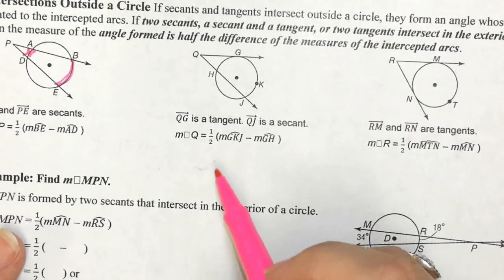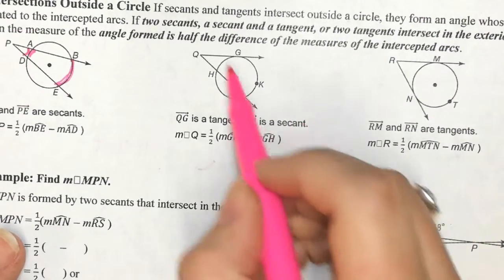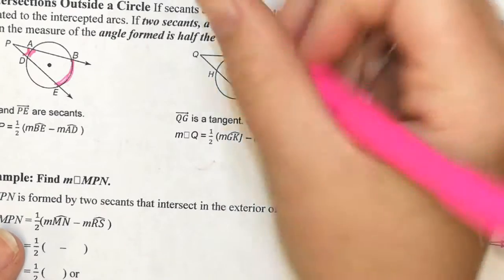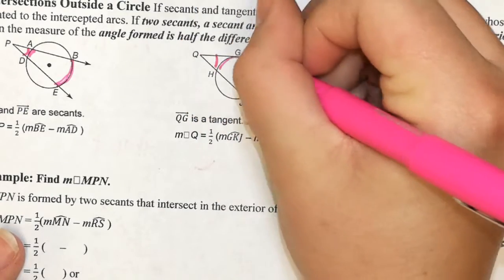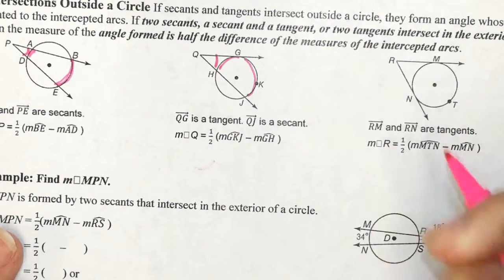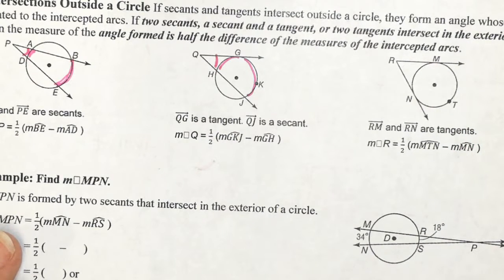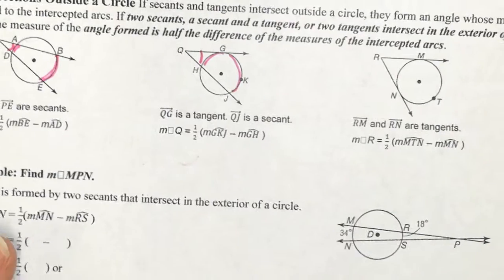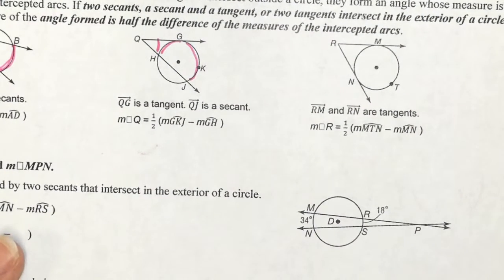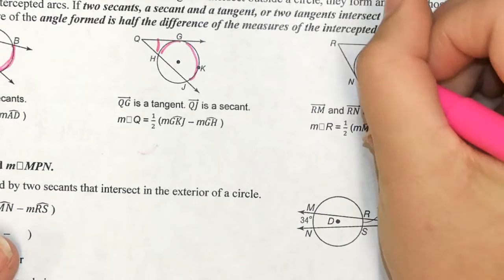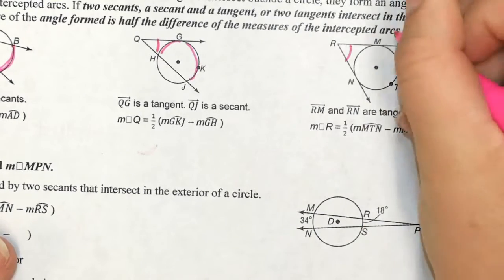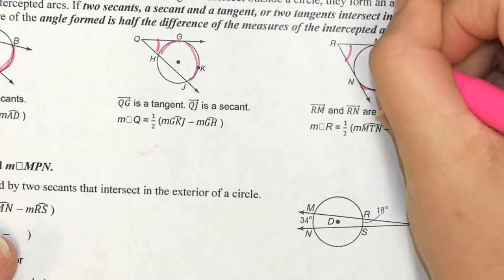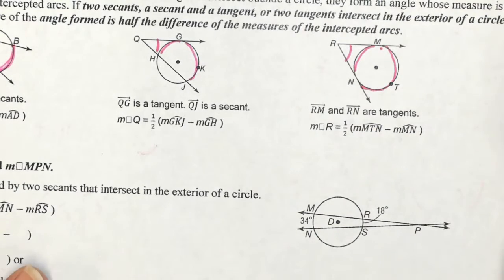Okay, right here we have a tangent and a secant. In order to find angle Q, I have to take both of these arcs and subtract them, subtract the big one first because we don't want negative numbers, especially in our bank account. So big minus little divided by 2 gives you angle Q. Over here we have 2 tangent lines. That means they're not going through the circle, they're just going on the outside. So to find angle R, again, you take big arc minus little arc and divide it by 2.